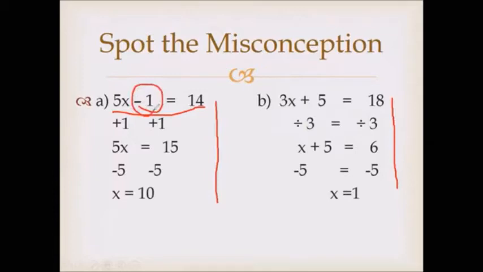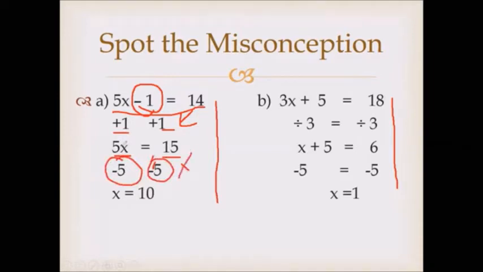What do we have to do? We have to remove minus 1 from here. So what is the opposite of minus? Plus. So to remove it, we add 1. If we have done plus 1 here, we have to do plus 1 on the right hand side also, right? So it becomes 5x is equal to 15, right? Now the next step, we have to remove 5 from here. So is this step correct, that we are subtracting 5 from both the sides? Is this step correct? No, this is wrong.